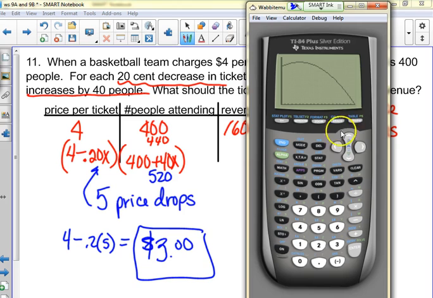Is that where the maximum was? I don't know. What did I do? Did someone else get this answer? Oh, this is not right. Guys, stop me. 5 times 40 is 200, plus this would be 600. And $3 times 600 is $1,800 would be the maximum. Oh my goodness. I'm just a hot mess.